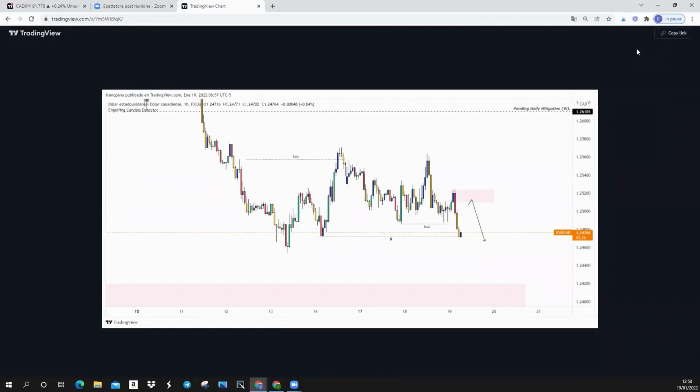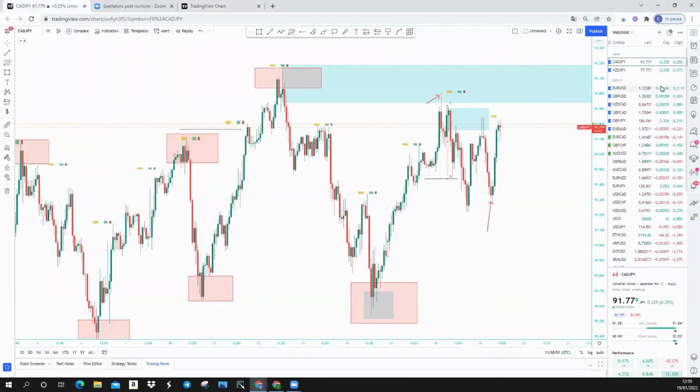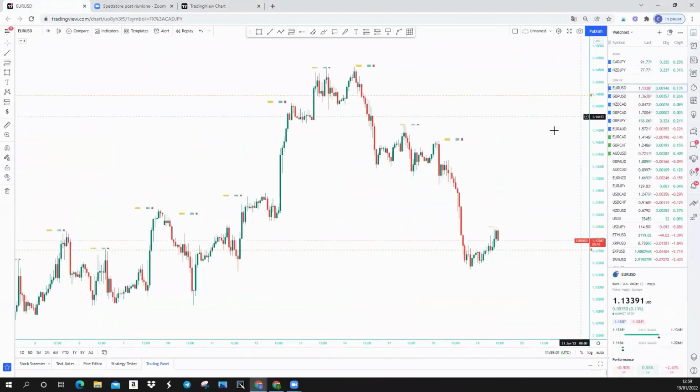Do you choose the point of interest even if there is no imbalance? Yes, imbalance is not needed. Liquidity is much more important for me. Okay, perfect.